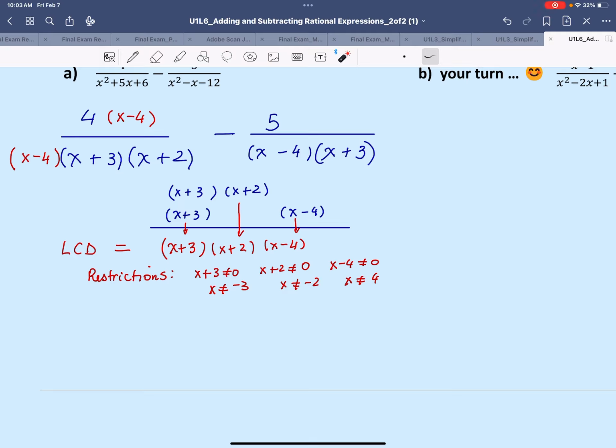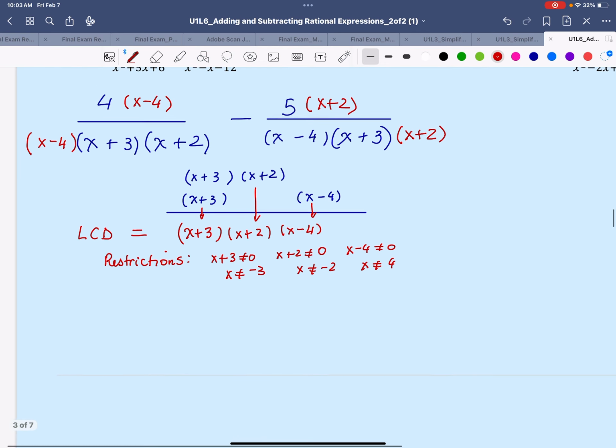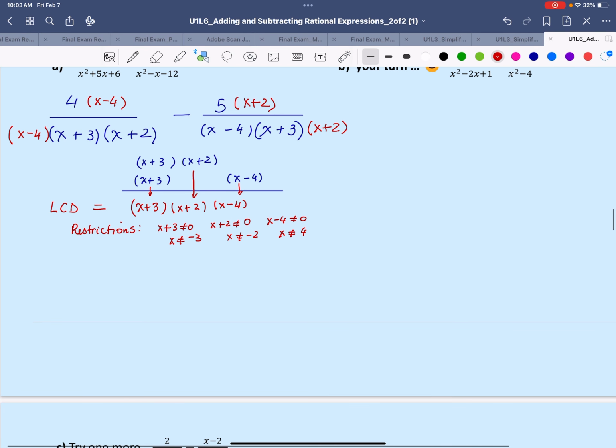So next, we have to look at this denominator. We have x minus 4, we have x plus 3, and we're missing x plus 2. So that means that this denominator will need a factor of x plus 2 to become the same as the lowest common denominator. So we'll do the same to the numerator. Now that we have all the denominators the same, we're going to subtract the two rational expressions. So now we're allowed to subtract them.